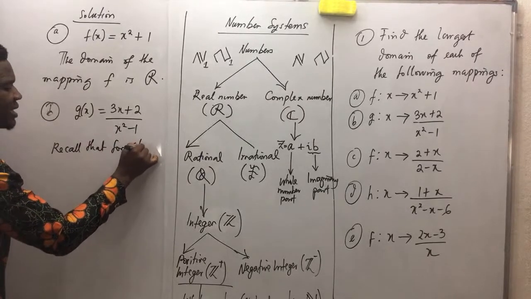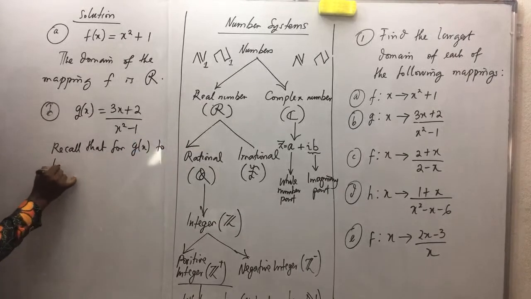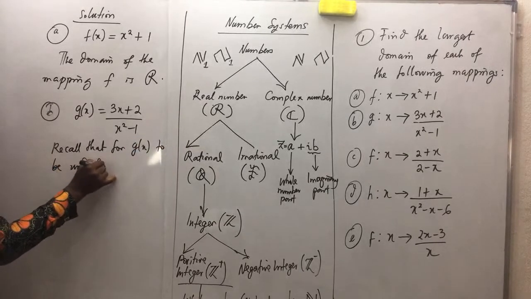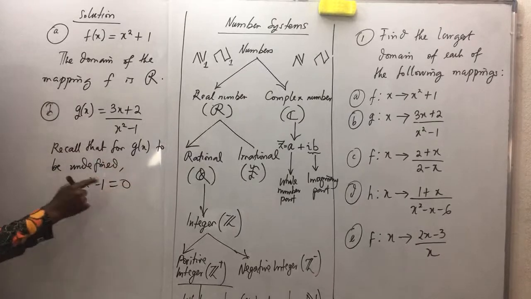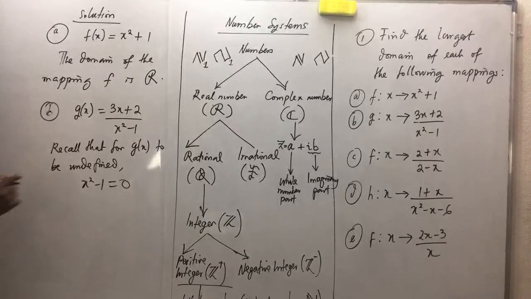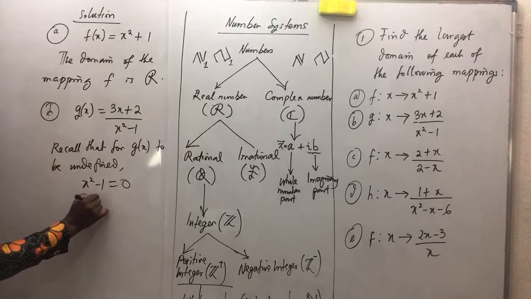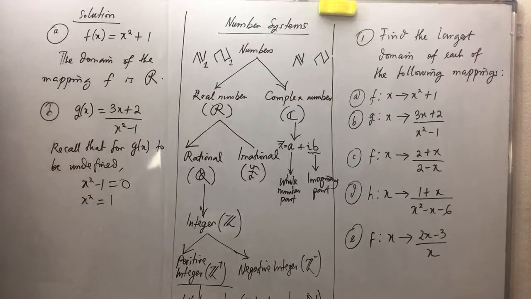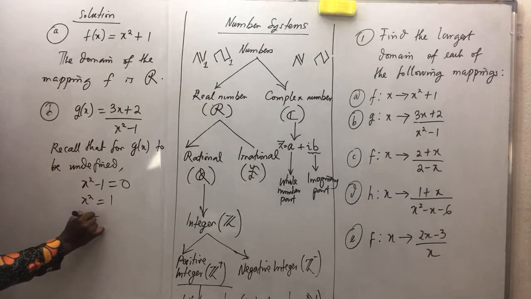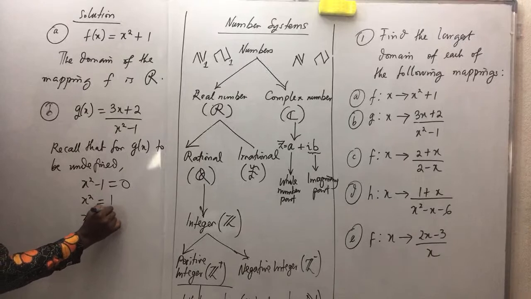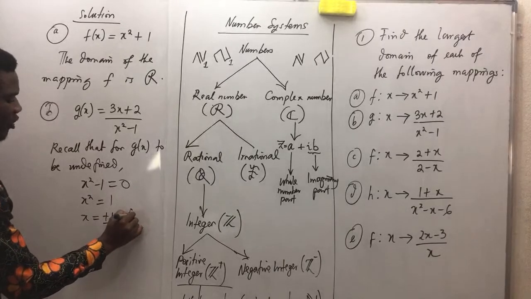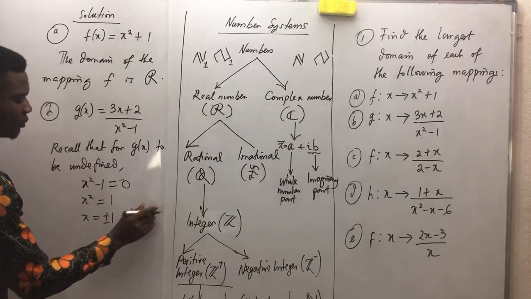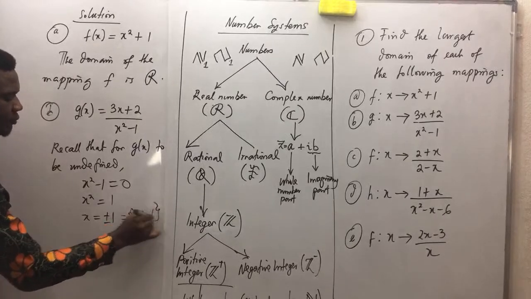So you would simply say, recall that for g of x to be undefined, the denominator x squared minus 1 must be equal to 0. So if x squared minus 1 is equal to 0, it means x squared is equal to 1, and x will be equal to plus or minus 1. The square root of 1 is plus or minus 1, meaning that this can be written in set form as {minus 1, 1}. Okay?